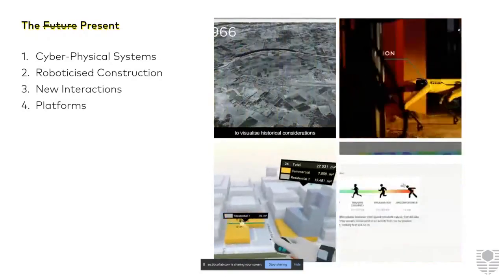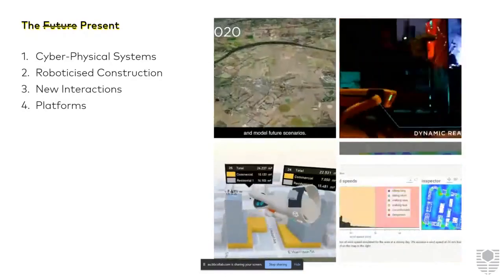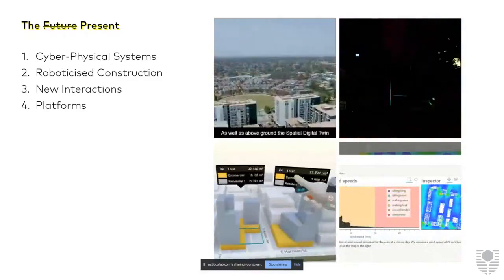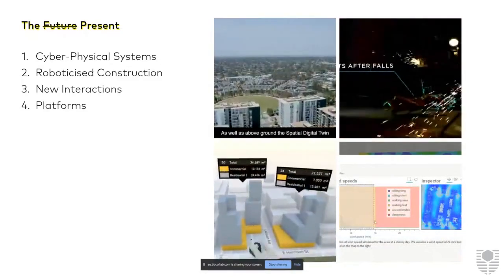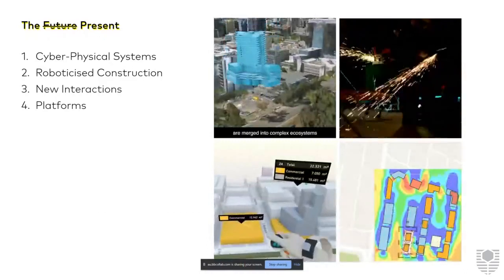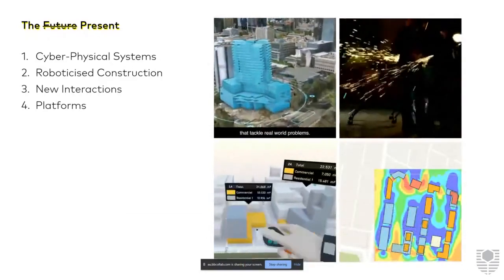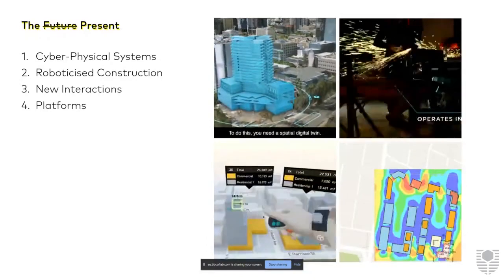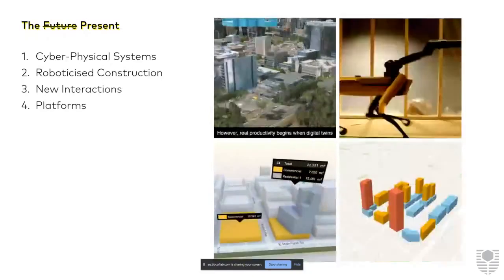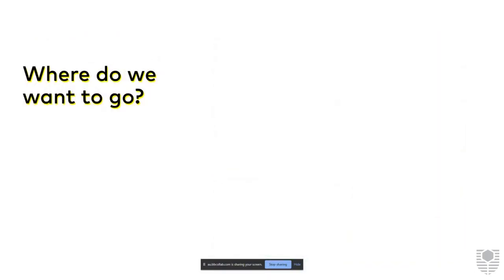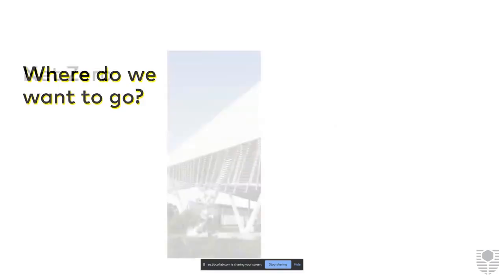I guess they're kind of collaborative platforms that don't require you to be an expert to access really, really advanced information. So this stuff, it's not what's happening next, it's actually what's happening now. So where do we want to go? What are we trying to do? What are we trying to achieve in architecture as professionals in the built environment? This is what I think.